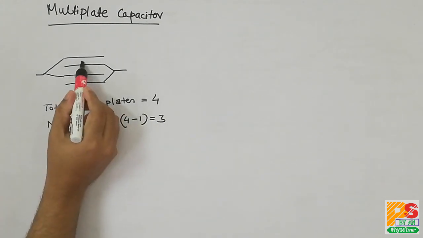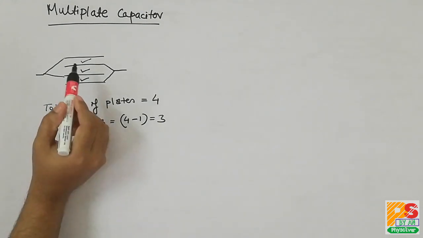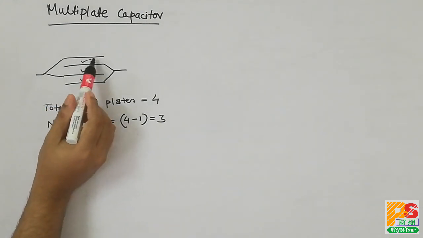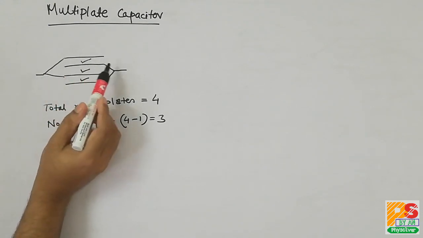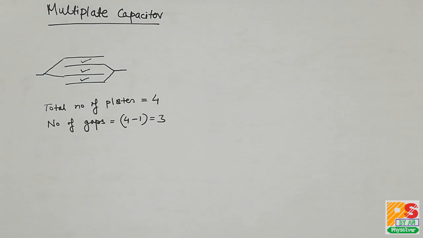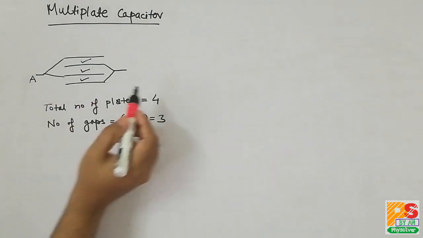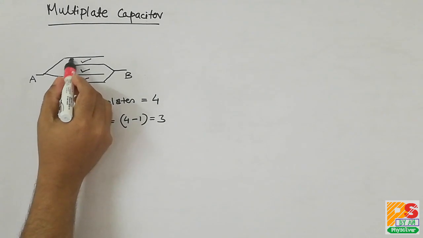Here the first gap, second gap, and the third gap. These 3 gaps can be considered as 3 identical capacitors connected in parallel. If you see, the top plate is connected to the left part and the next plate is connected to the right part. Let's assume that the left end is A and the right end is B.